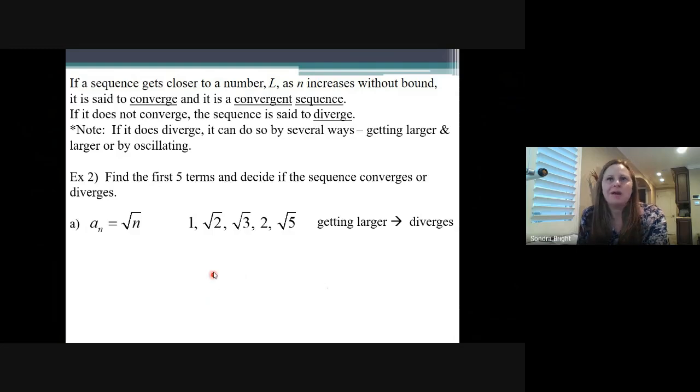When n is 100, your answer is 10. And when n is, what would it be, 10,000, your answer is 100. Like it just keeps getting larger and larger.